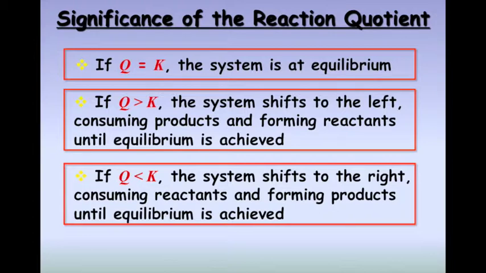And remember, some of these reactions are very long. Turning diamonds to graphite takes tens of thousands of years. So some of these reactions are very, very long. So if my Q is too small, it means that my pendulum hasn't gotten to equilibrium yet. So my system is going to shift to the right, consuming reactants and forming products. Okay, it's going to shift until I reach my equilibrium point.